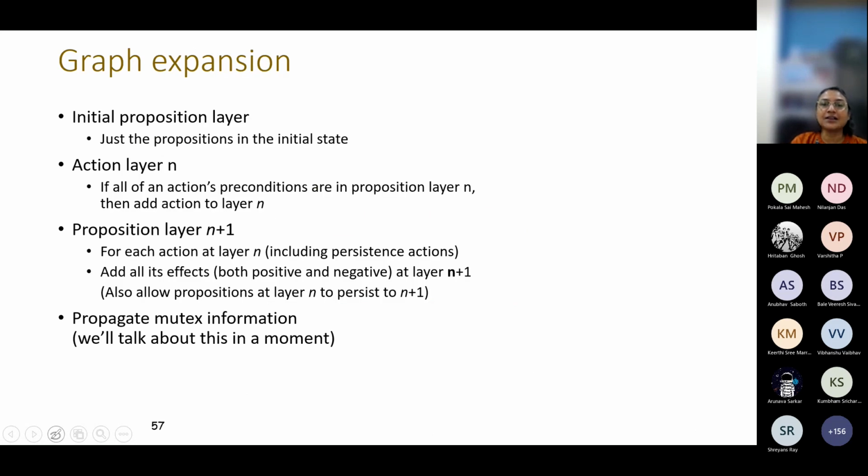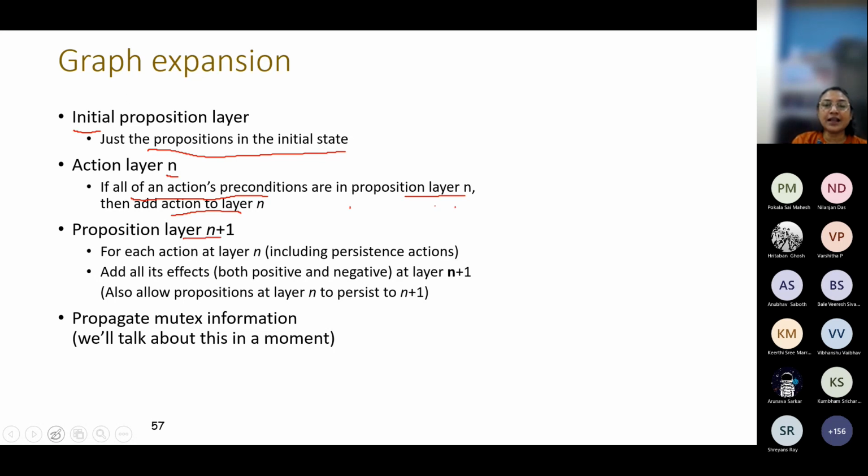Now, this is how we construct the graph. The initial layer is the proposition layer, where we keep all the propositions which are in the initial state description. We start with that. Then at action layer N, we look at all the possible actions which are applicable given the propositions in layer N. For each action, if all of the action's preconditions are in proposition layer N, then that action is added to the layer.